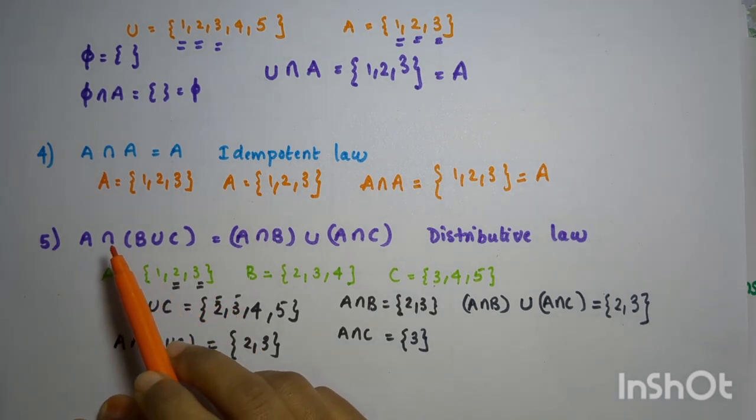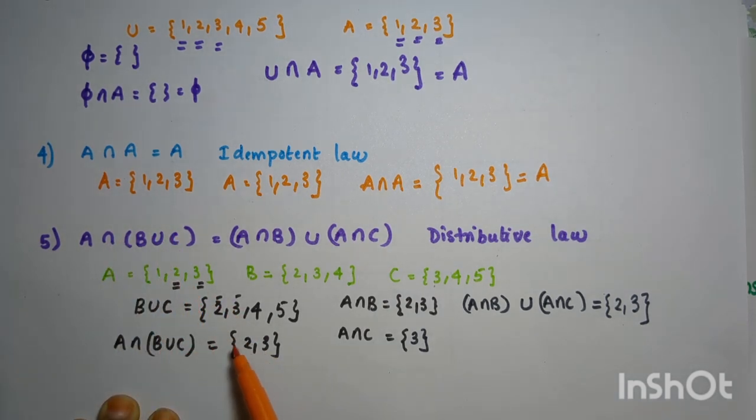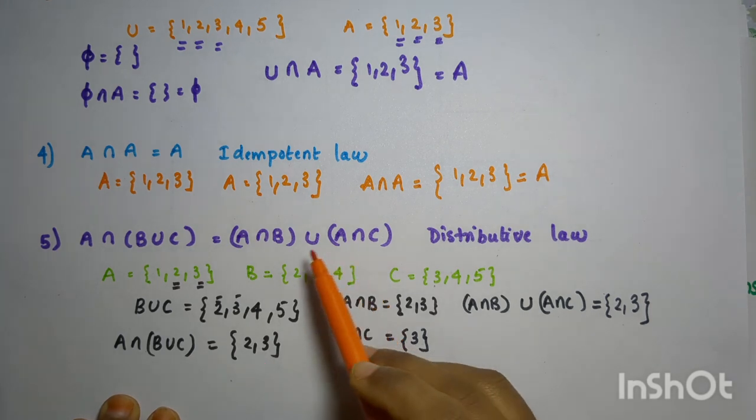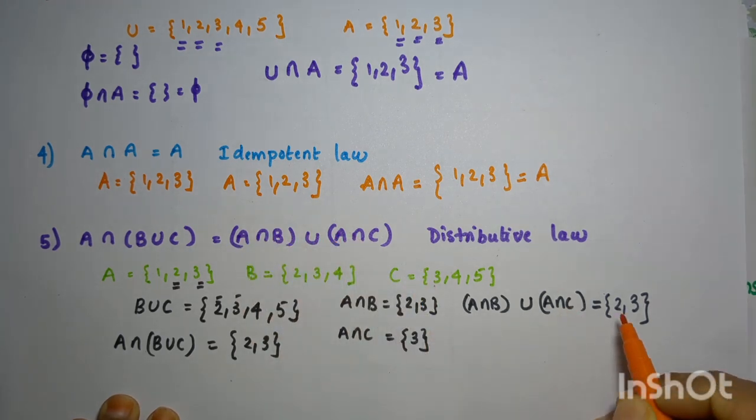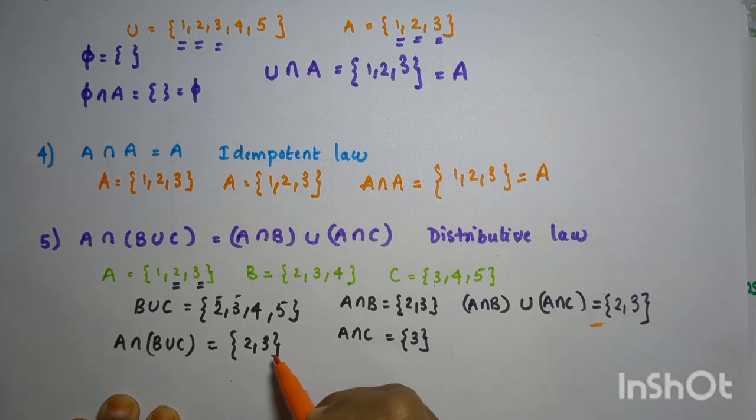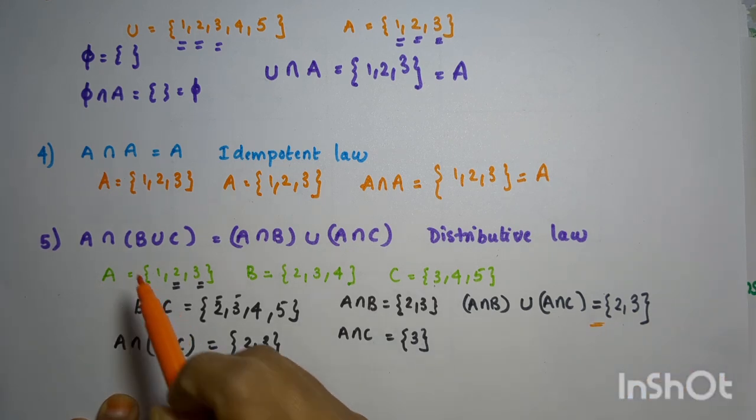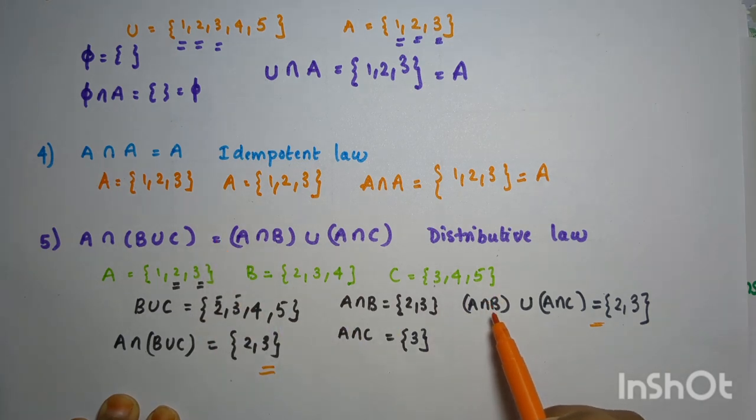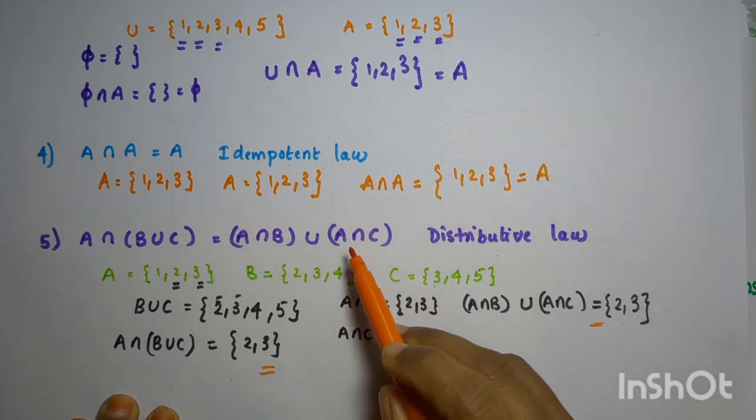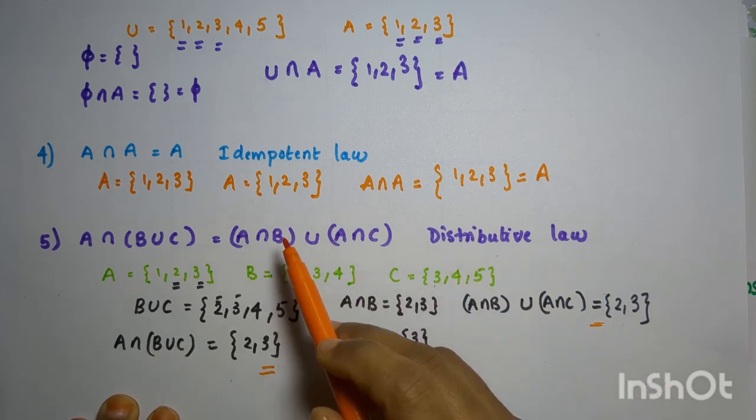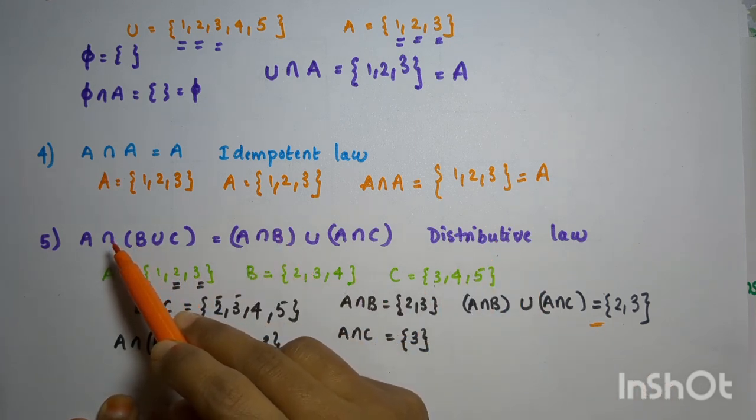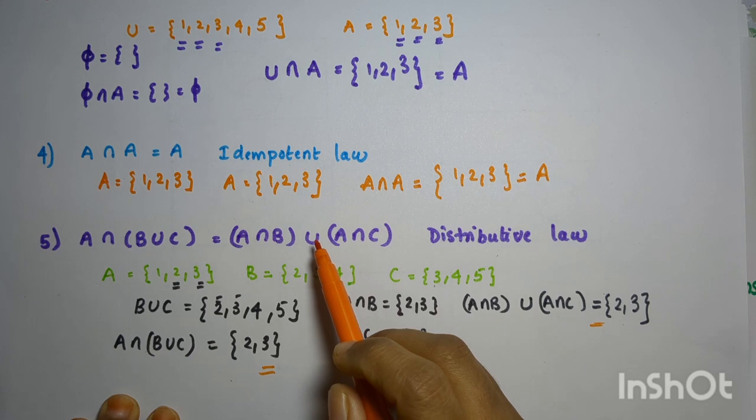So the left hand side, A intersection (B union C), is the set of 2 and 3. Now the right hand side, (A intersection B) union (A intersection C), is also the set of 2 and 3. So you see these two are the same. So we can write A intersection (B union C) equals (A intersection B) union (A intersection C), which is known as the distributive law. That is, intersection distributes over union.